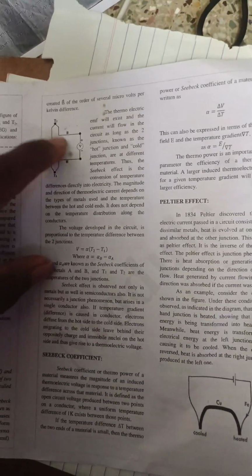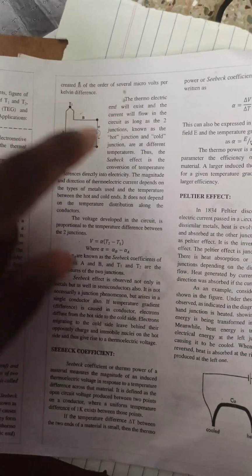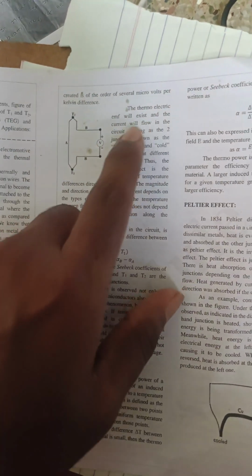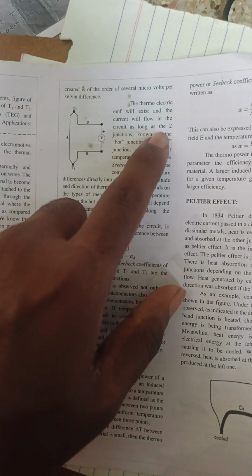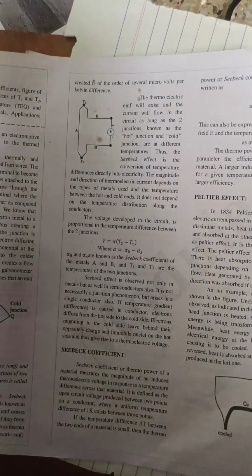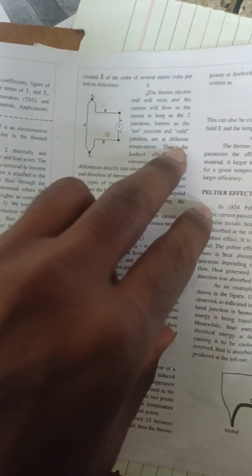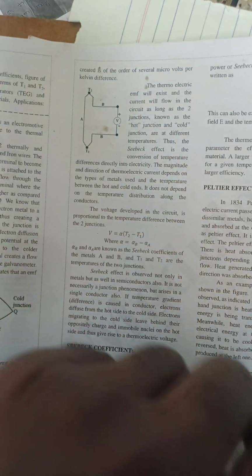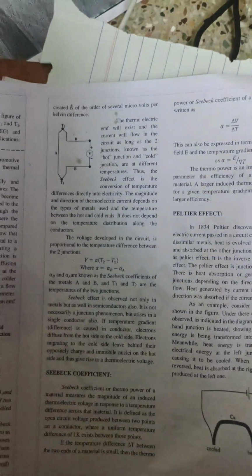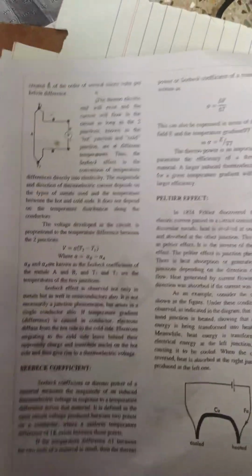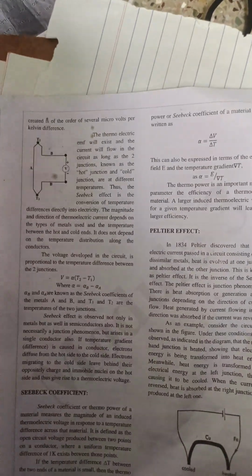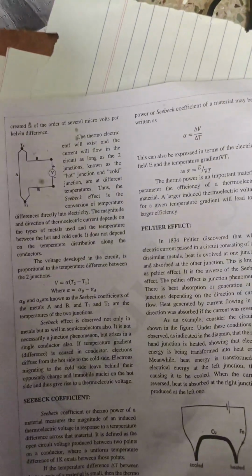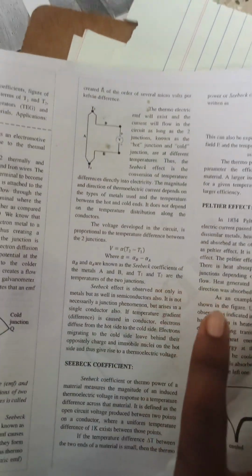Now we have a small circuit diagram that we have to draw. The thermoelectric EMF will exist and the current will flow along the two junctions, known as the hot junction and cold junction, at different temperatures. The Seebeck effect is the conversion of temperature difference into voltage with two dissimilar metals. It is basically based on the materials. You can write this as a point.